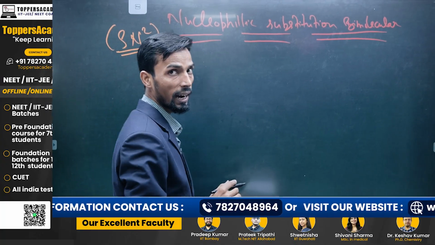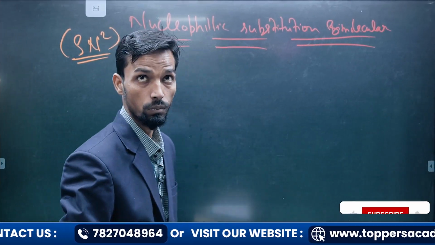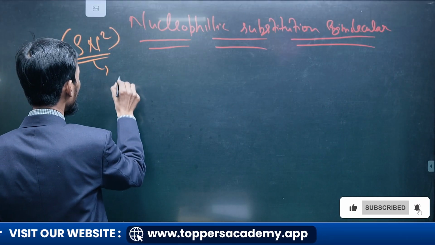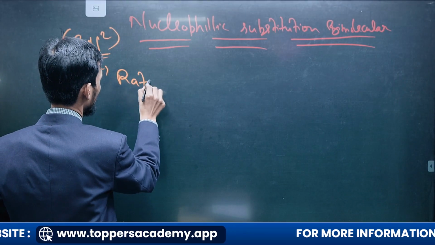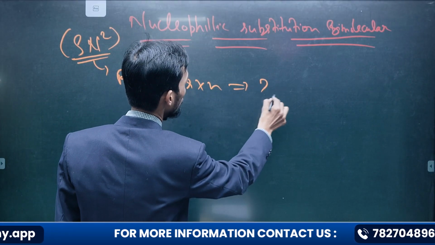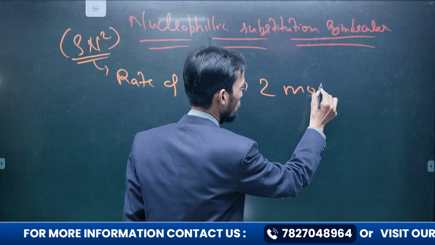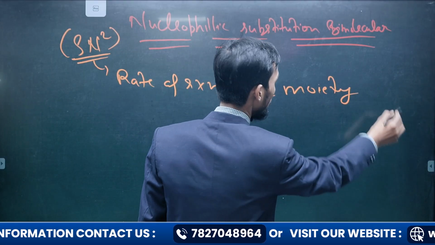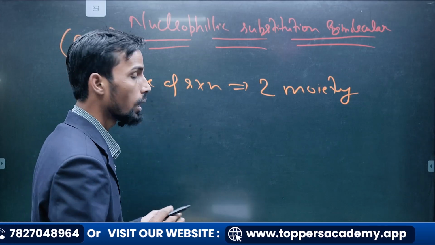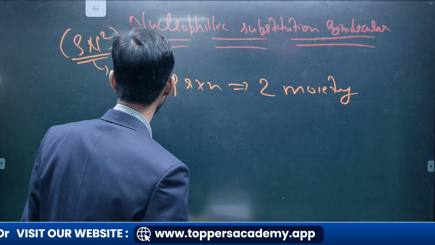And as the name implies, it is a bimolecular reaction, which means the rate of this reaction is going to depend on two moieties. The rate of the reaction is going to depend on two moieties. That's why we call it bimolecular.